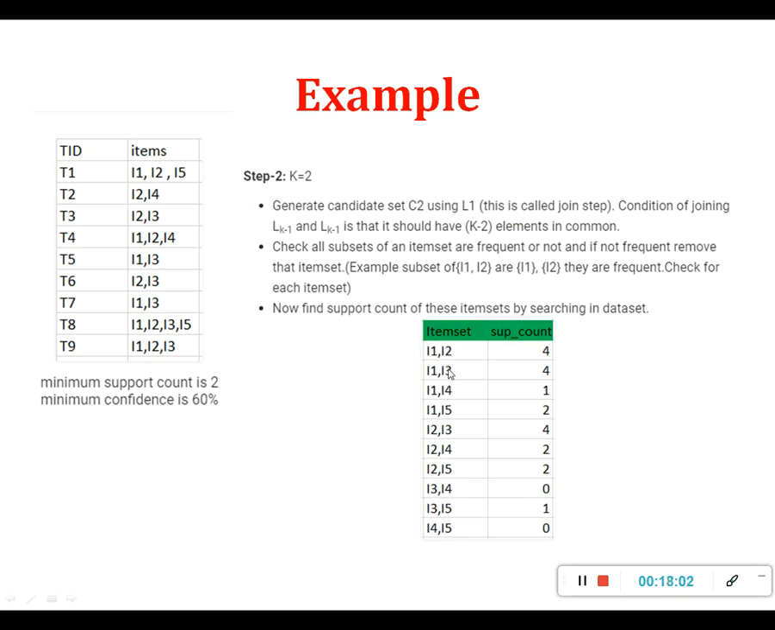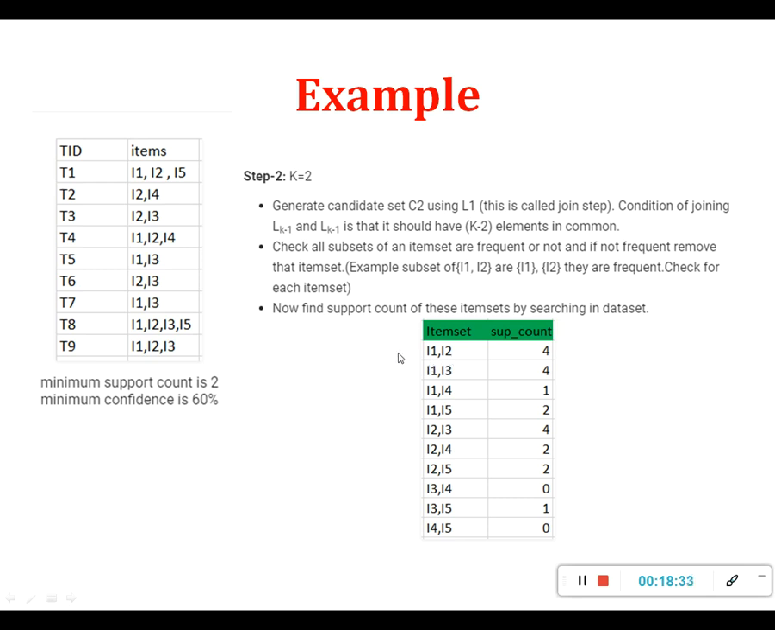So in this way we first have to check whether the subsets of the item sets are frequent or not, and after that we need to calculate the support count. Now we are going to find the support count of these items. First of all, we checked whether the subsets of the item sets are frequent or not, and now I am checking whether these item sets satisfy the minimum support count.